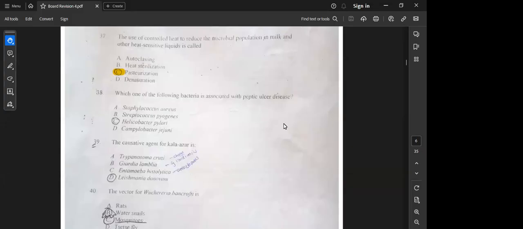Great that we had stopped at number 37. Now we are moving on to number 38. Question 38 is asking, which of the following bacteria is associated with peptic ulcer disease? Spider-Man, the fake Spider-Man, is saying that Helicobacter pylori is associated with peptic ulcer disease.